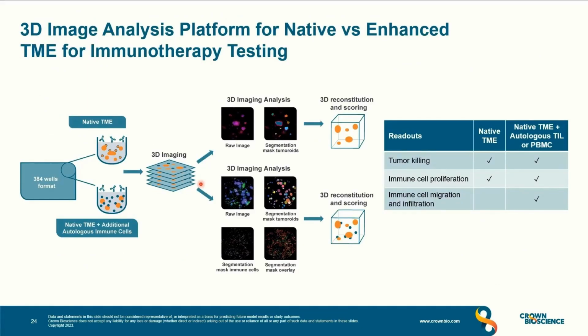In addition to using the native TME of a sample that might or might not contain infiltrating immune cells, we can add autologous PBMCs or other immune cells isolated from the blood of the same patient. We call this assay enhanced TME as it provides additional measurements such as immune cell migration and infiltration. These are possible because the PBMCs are pre-stained with a cell tracker before being added into the assay, and therefore their spatial organization can be measured.